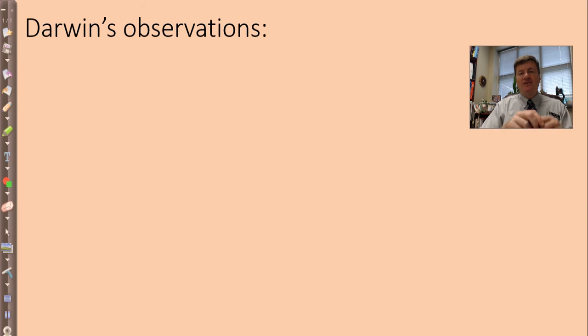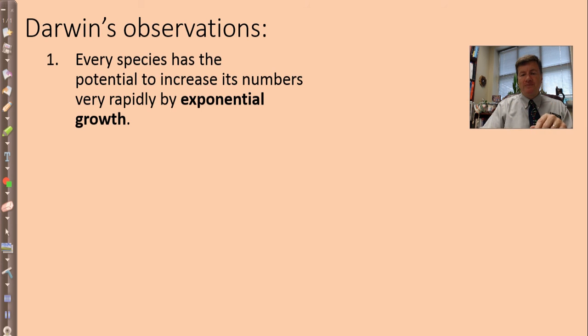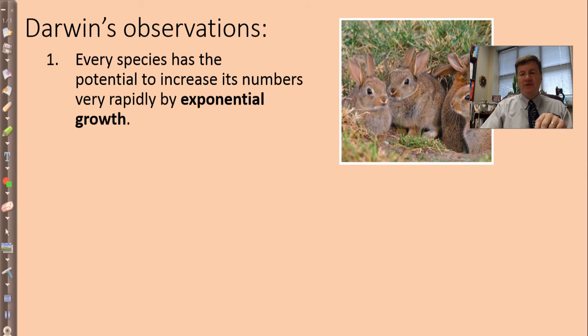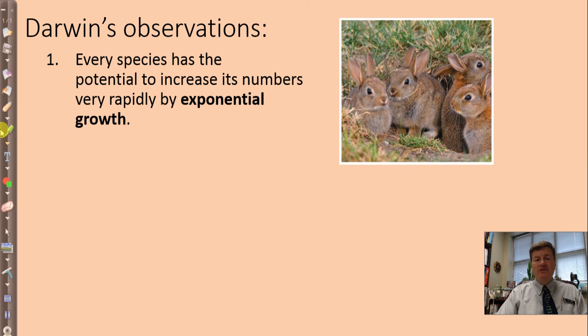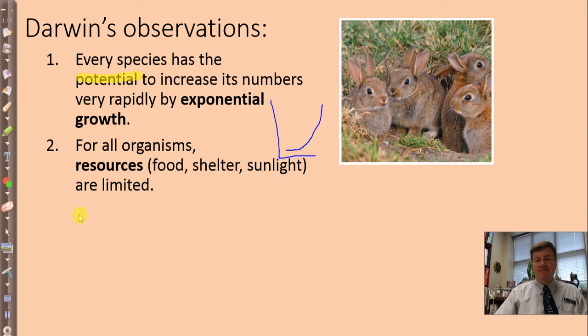that takes us into something that we need to talk about in relation to Darwin. His observation was this, that every species has the potential, an important word, the potential to increase its numbers very rapidly by exponential growth. And recall, we're saying that it's possible for populations to potentially grow like this. But is that what we see?